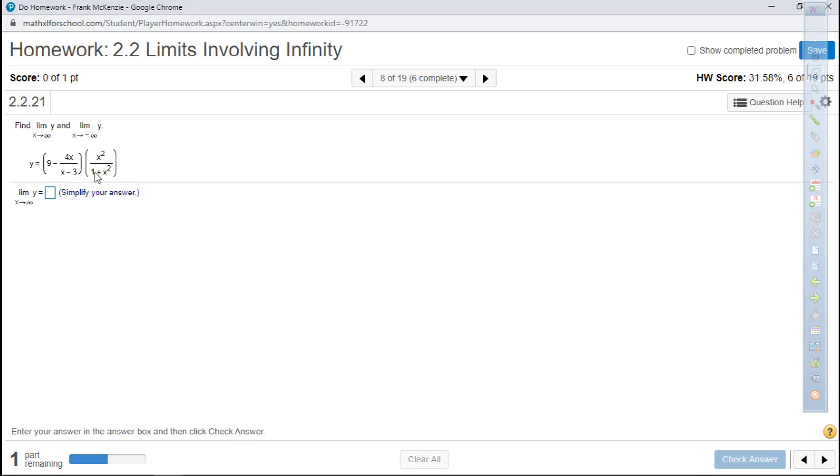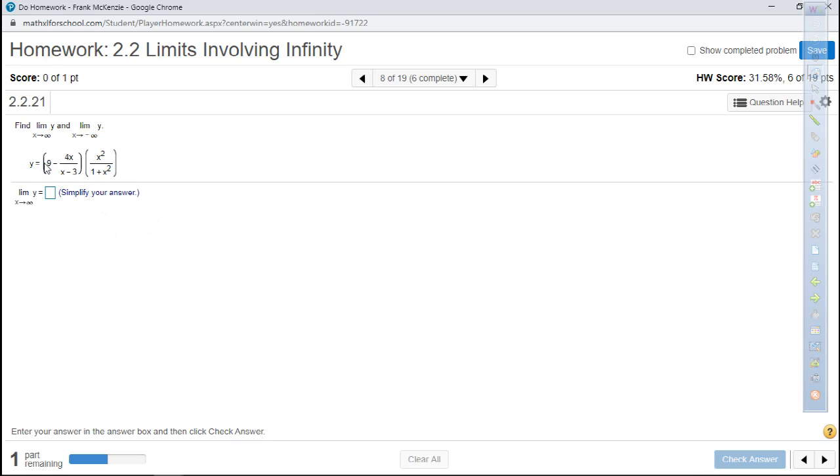All right, these you just need to break up into parts. Do the 9, do the 4x over x minus 3, do the x squared over 1 plus x squared. Remember, with the negligible parts, you can simplify a lot of this. That 1, negligible. That 3, negligible. You can get rid of it.